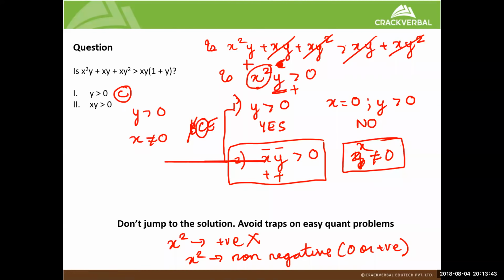So the second point that should go into your error log of sorts should be that whenever you work with a square, don't assume the square always to be positive, right? A square is always non-negative. Don't forget to test for 0.